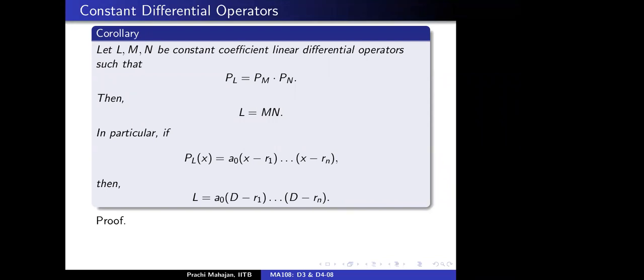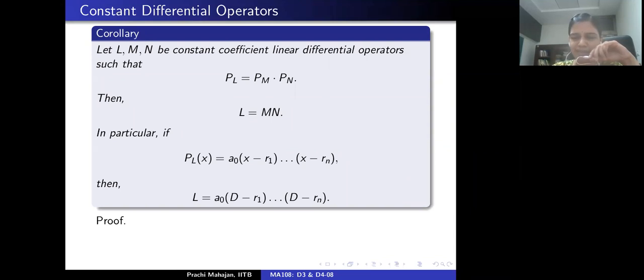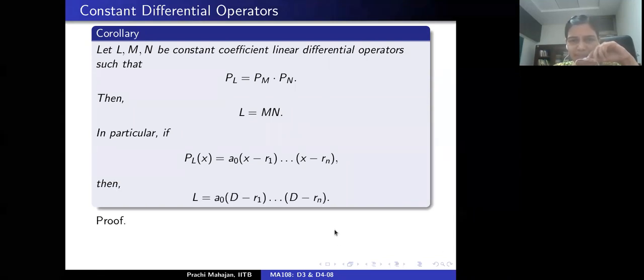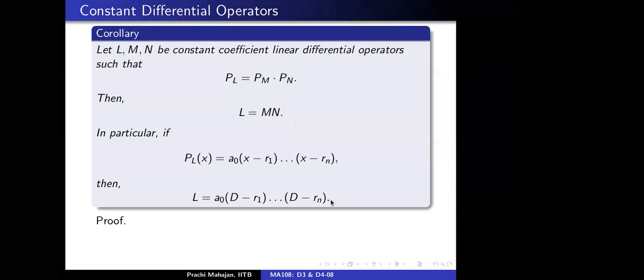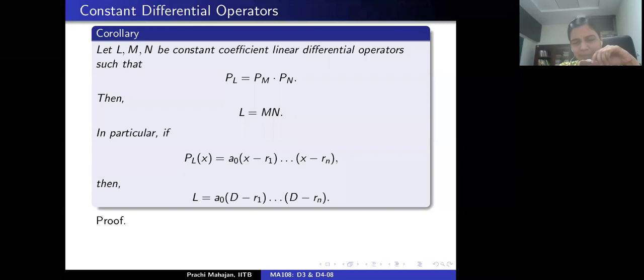Should there not be D minus r1 times the identity? Correct. Whenever the constants are appearing, there is an identity operator there, that's correct. I should have put a disclaimer that this is going to be the understanding in what follows, right?